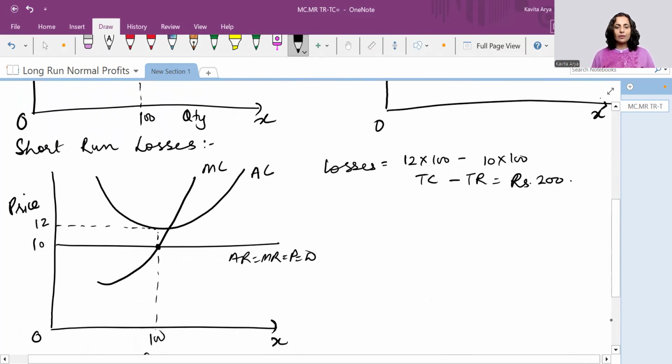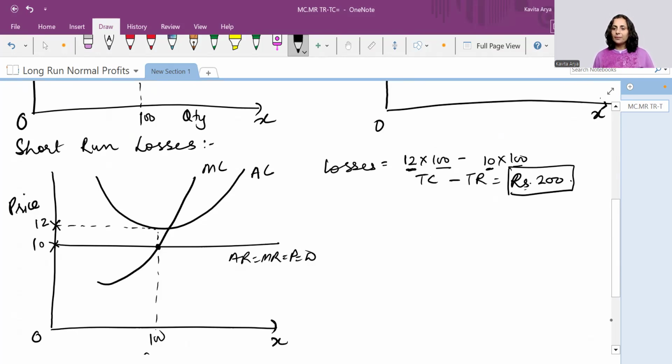In short run, we found that losses happen when the costs are higher and above the revenue diagrams, right? So revenues are at 10. Average revenue of the firm is 10, but the total cost or the average cost is at 12, means costs are more than the revenue. So what is going to be the loss? The TC becomes the average cost multiplied by the quantity, that is 1200, and the TR becomes 10 into 100, that is 1000. So the losses in this case are 200.